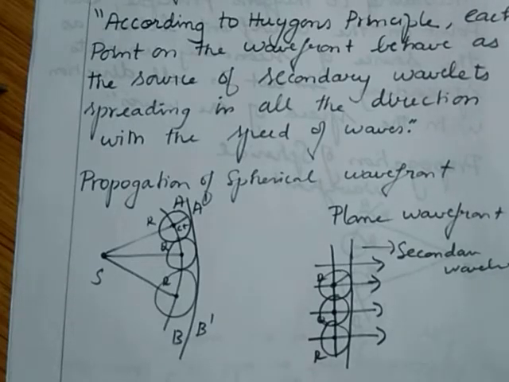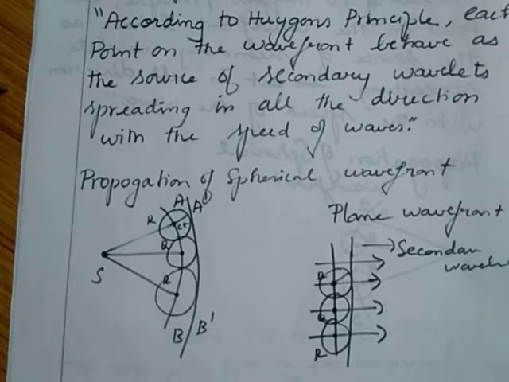By using this knowledge, let me prove the law of reflection, and also let me prove the law of refraction. We know the law of reflection states that the incident ray, the reflected ray, and the normal all lie in the same plane. And the second law is that angle of incidence is equal to angle of reflection.